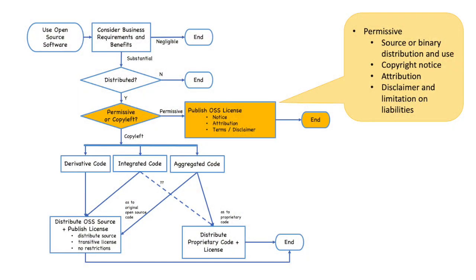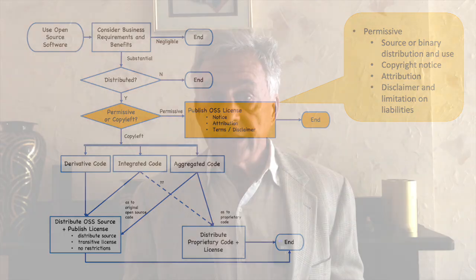But let's say you are distributing OSS. The next step is to inquire what type of license governs the OSS. If it's a permissive license, such as the MIT or BSD license, you can use, modify, or distribute either source or binaries, and your only obligations are to include attribution to the author and the author's copyright notice, and include disclaimers of warranties and limitations on liabilities. If your license is a permissive one, you can stop the analysis now so long as you fulfill these simple conditions.